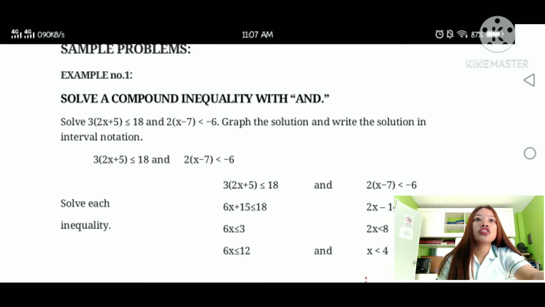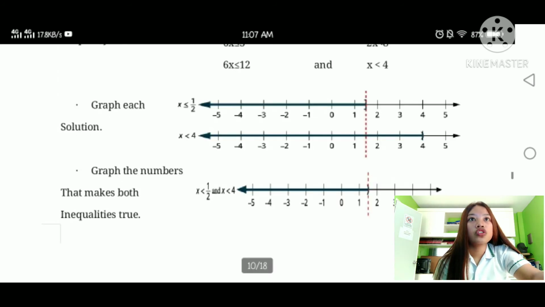And then graph each solution. So you need to graph x is less than or equal to 1/2, and then graph x is less than 4. Then graph the numbers that make both inequalities true.